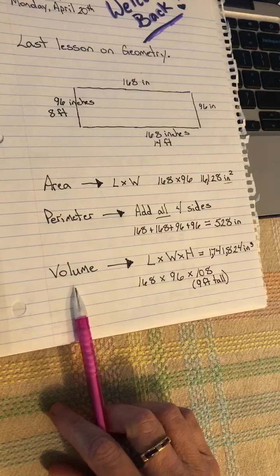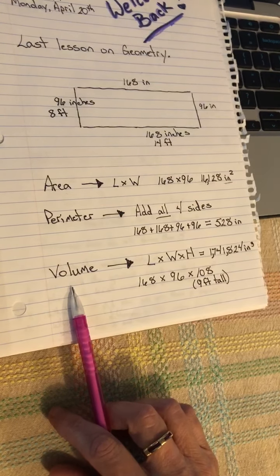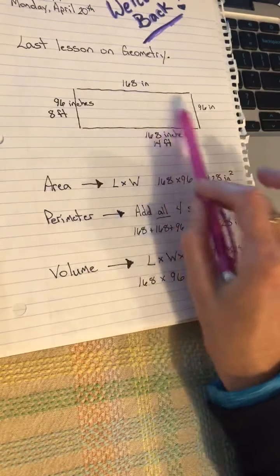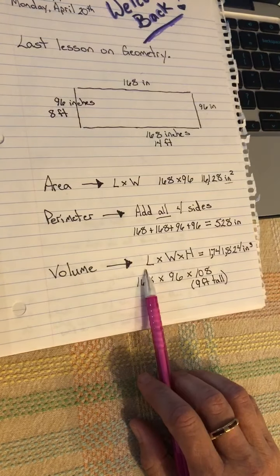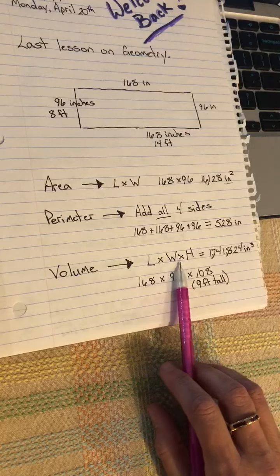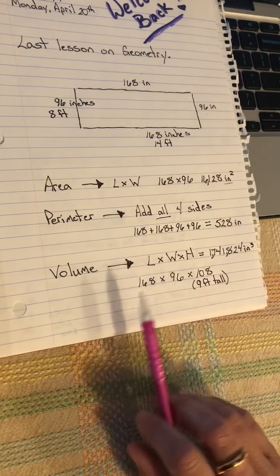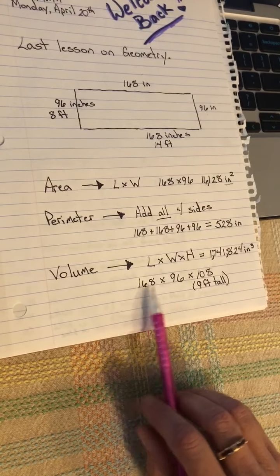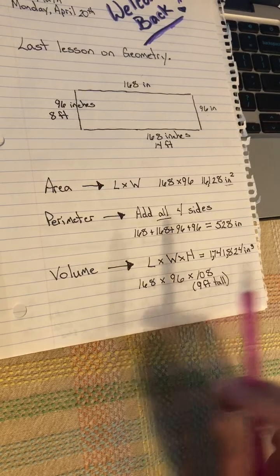Then we're going to figure out the volume. The volume would be like how much airspace fills up this room. So we are measuring the length times the width times the height to get the volume. Our length is 168 inches. Our width is 96 inches.